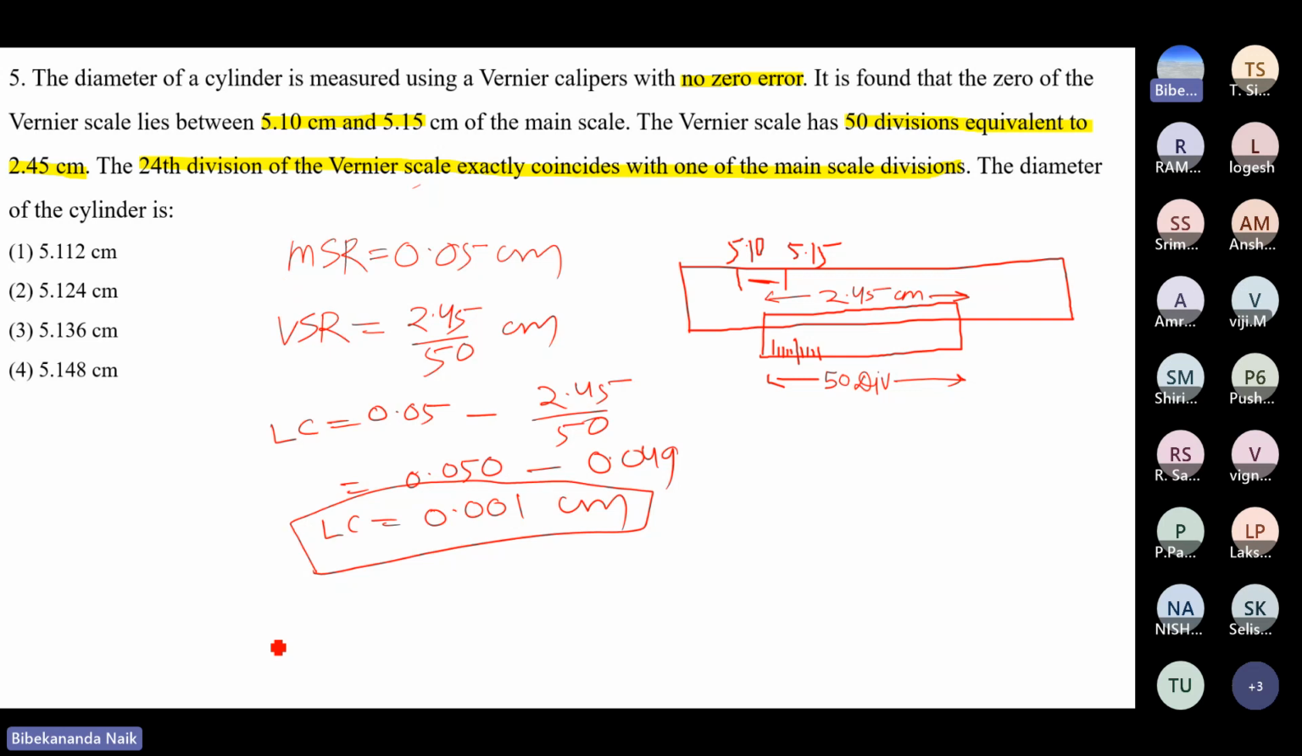Since the vernier scale lies between 5.10 and 5.15, the main scale reading is 5.10, because the vernier zero lies somewhere here. So the main scale reading, with the accuracy we can determine, is 5.10 centimeter.